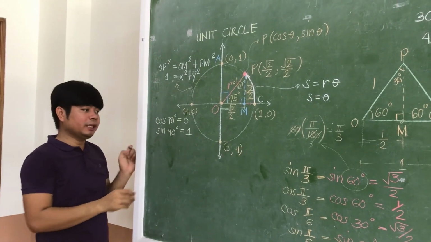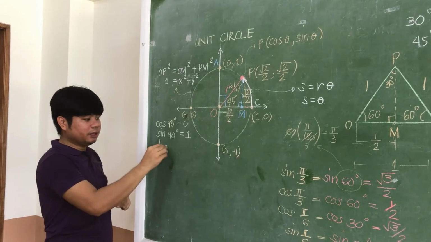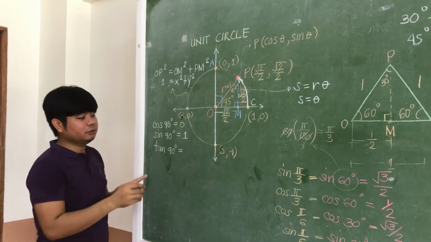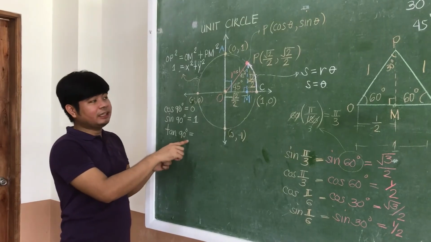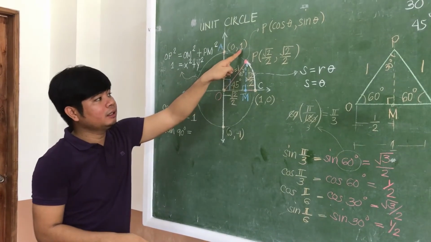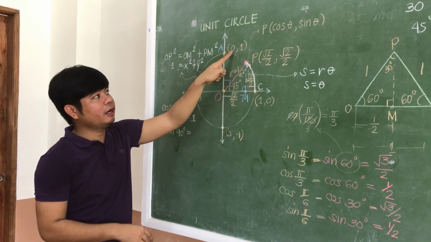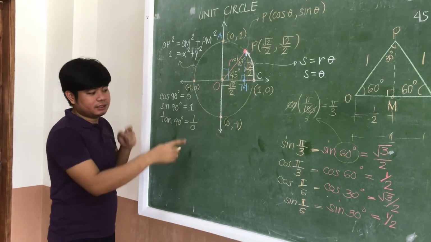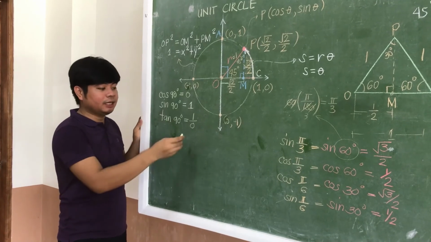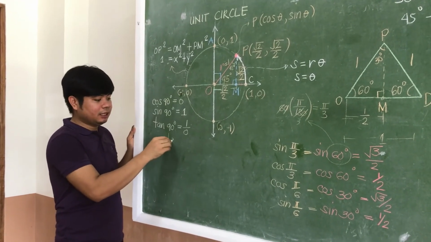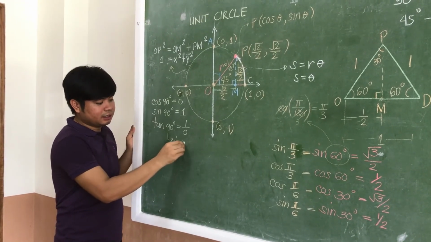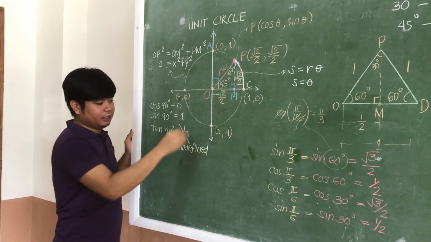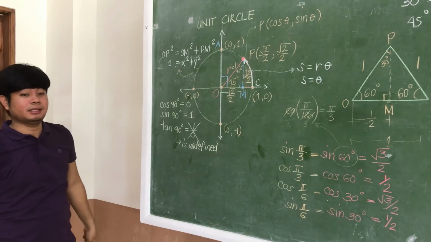For example, you would like to get tangent. What about tangent 90 degrees? Tangent 90 degrees is y over x. Y is 1, x is 0, but since 0 is the denominator, it cannot be, right? So tangent 90 degrees is not defined, that is undefined. We cannot have 0 as denominator.